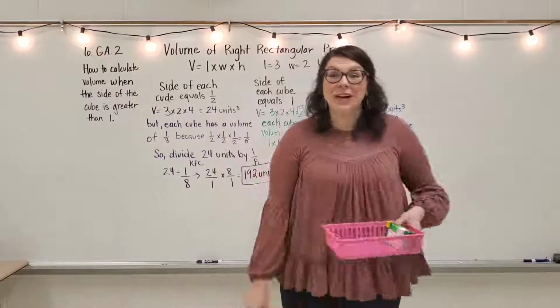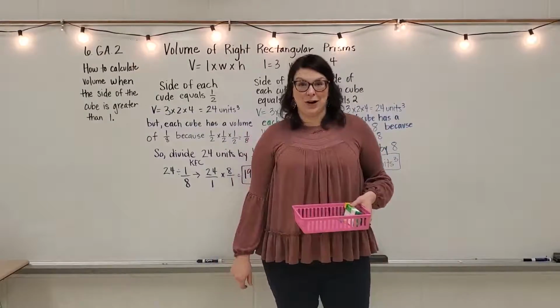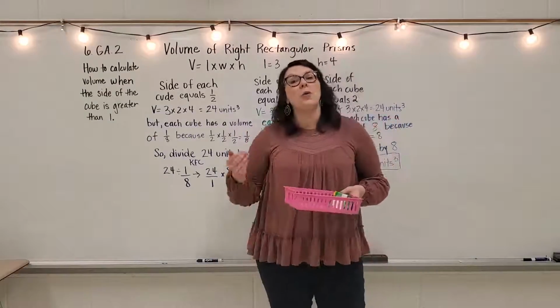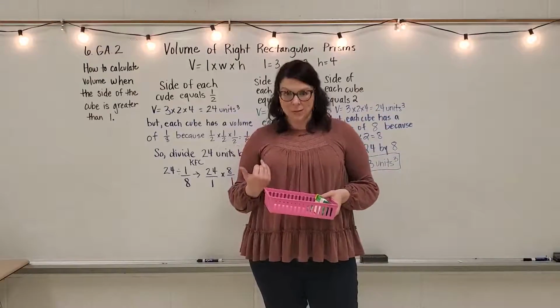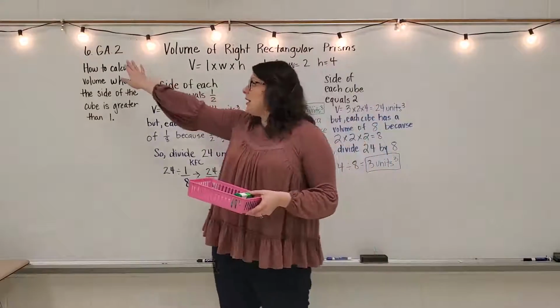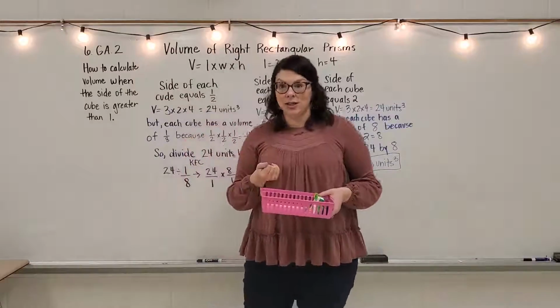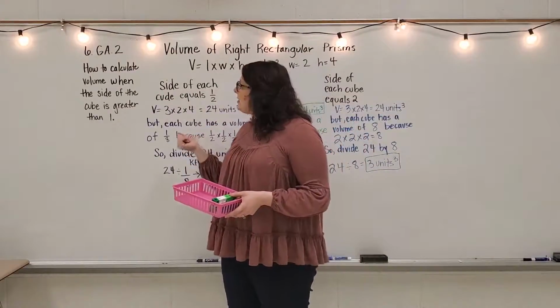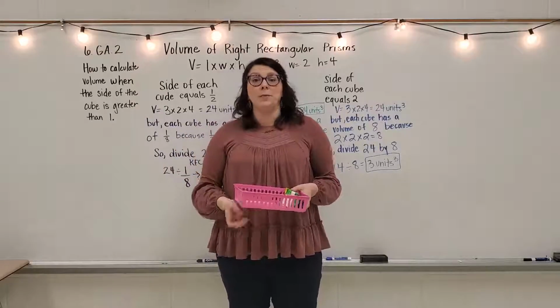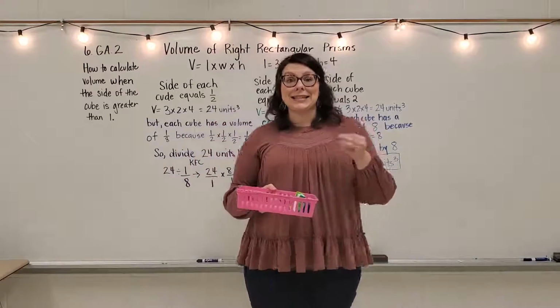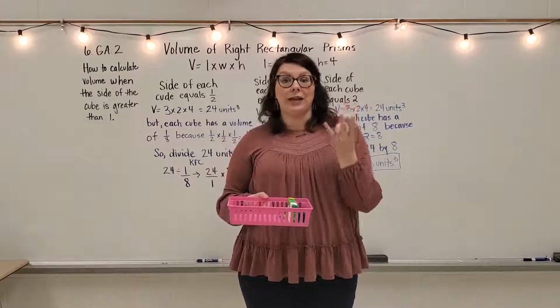6th graders. So today we're going to continue our discussion on volume of rectangular prisms, but we're going to talk about what if the cube size changes. So we're still in 6.G.A.2, okay, and it says how to calculate volume when the side of the cube is greater than 1. Now, a cube has the same unit as the length, the width, and the height.